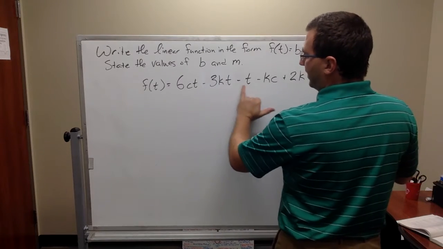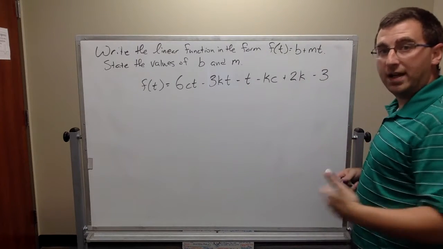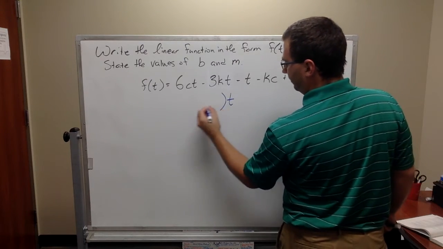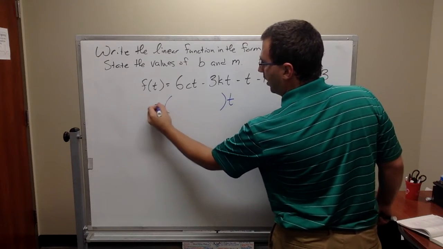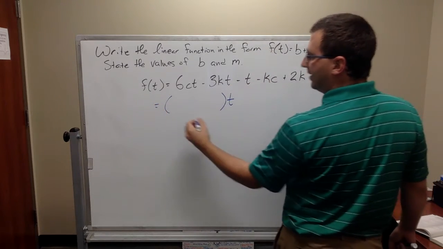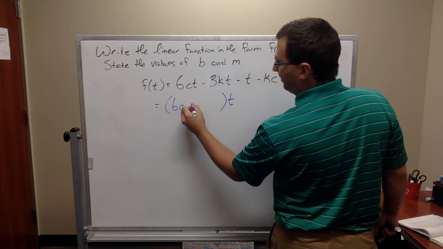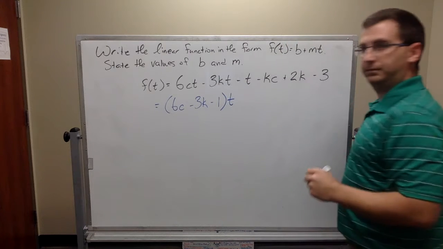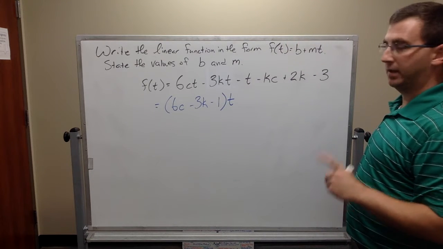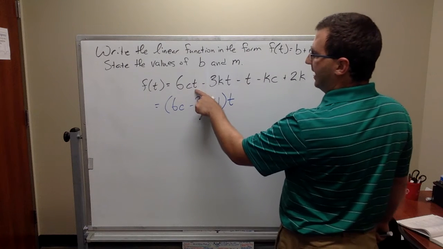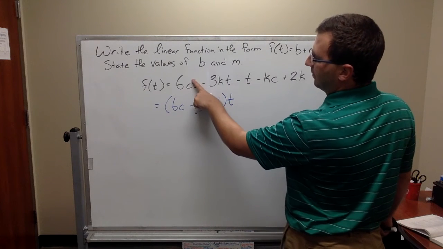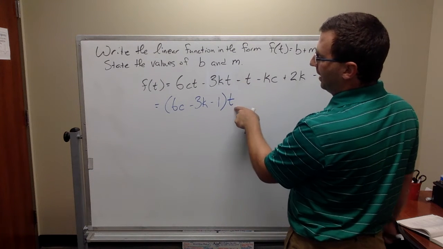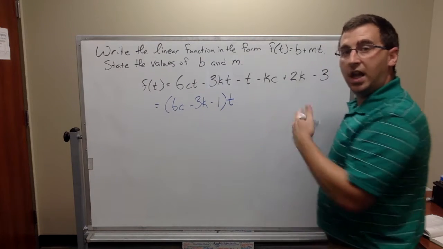So we've got 3 terms with a t with it. So if we factor out the greatest common factor, which is a t, well, if I take out a t from each one of these, I have 6c minus 3k minus 1. Okay? Let's go through that. If we take out a t from each one of these, I'm just left with 6c minus 3k, and negative t divided by a positive t, that's where that negative 1 comes from.